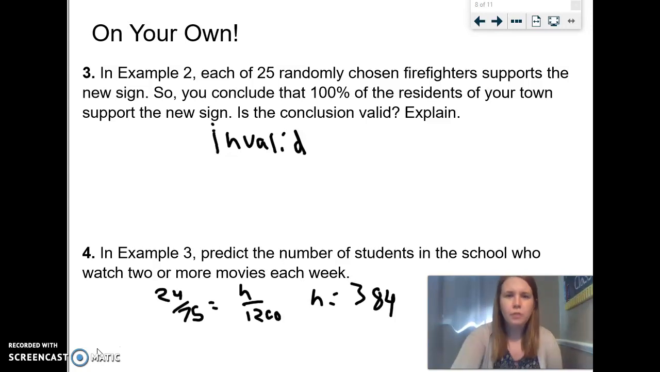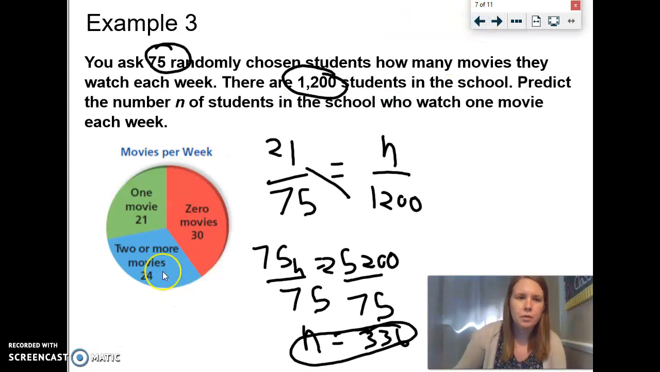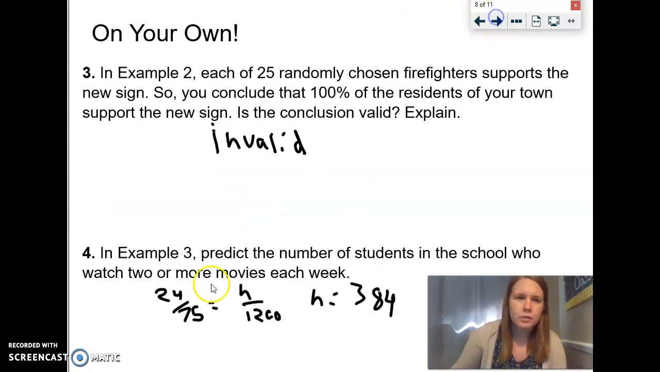For part number 4, you just use the same kind of numbers we had from the other one, but instead I'm looking at the people who watch 2 or more movies. So you had 24 out of the 75. Set up your proportion to figure out what that would be if you had 1,200 students, and you should expect about 384 students to say that they watch 2 or more movies in a week.